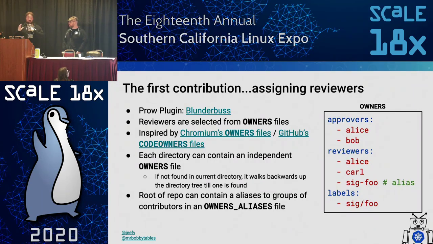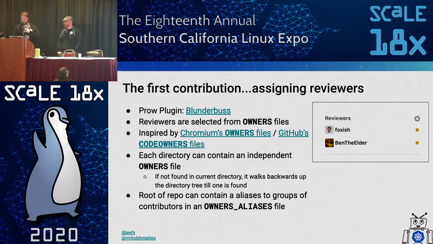Blunderbuss is also trying to be smart and nice to our contributors. So if you have a GitHub status, this is one of those new features. If your GitHub status is set to away, it will not assign you because, hey, you should not have PRs assigned if you're on vacation, which I don't think I did before this talk. Oops. So that's all good, but there are some limitations to blunderbuss and how this works.